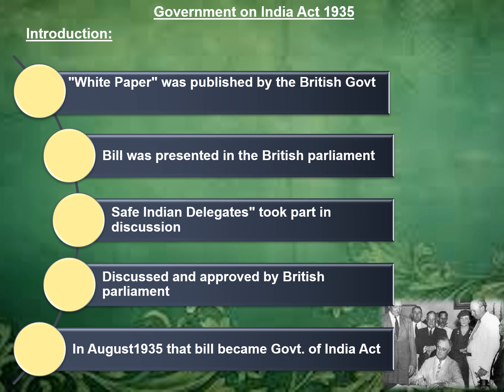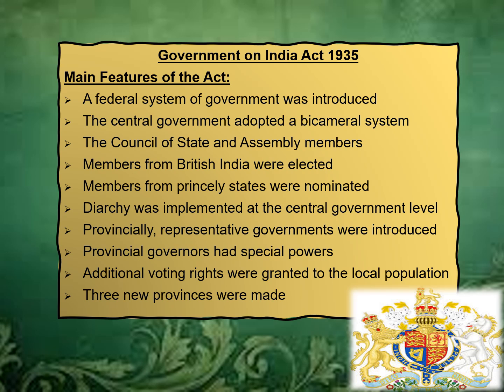Now, if we talk about the main features of this act, a federal system of government was introduced, and it declared the India Federation, and both British Indian provinces and princely states would be under the dominion. The central government adopted a bicameral system consisting of the Council of State and the Assembly, with representatives from both British Indian provinces and princely states. The Council of State would comprise 256 members from British India and 156 from the princely states, while the Assembly would consist of 250 members from British India and 125 from the princely states. Members from British India were elected, while those from the princely states would be nominated.